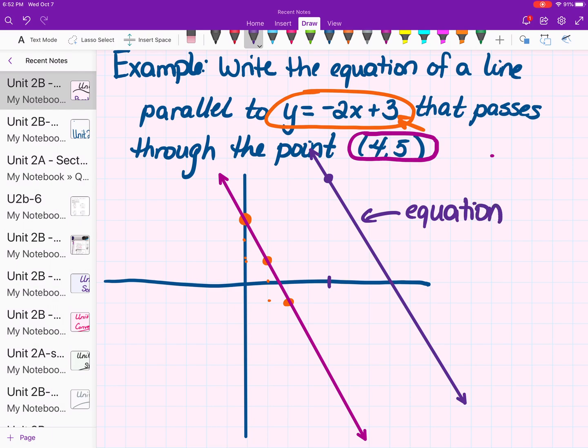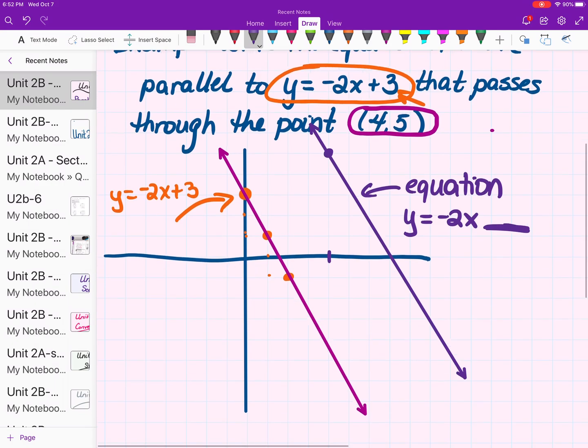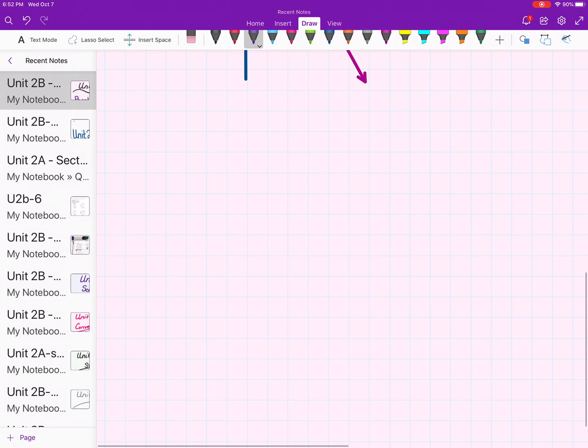We already know the equation of this line. It's y equals negative 2x plus 3. So for that purple line, we already know the slope is negative 2. What we don't know is the y-intercept. Now by looking at this purple line, I could guess it's probably going to be positive because it looks like it's going to be way up here. But we actually have to do this in a specific way, okay? So here's what we need. Here's the steps you want to do.